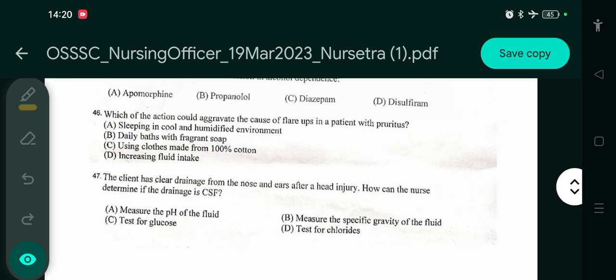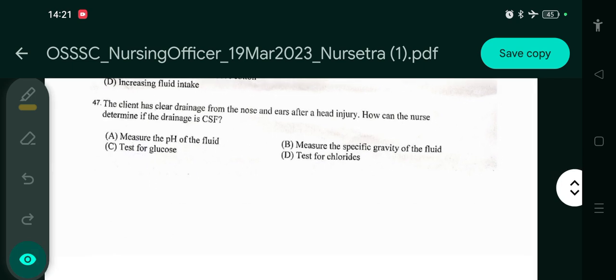No, it does not aggravate the condition of pruritus. So option A is incorrect. Then, daily bath with fragrant soap. Yes, daily bath with fragrant soap, that chemical may irritate the skin and aggravate the condition of pruritus. Using clothes made from 100% cotton, yes, it is good for pruritus. And increased fluid intake also maintains skin hydration. So here option B is correct, daily bath with fragrant soap. Other options are incorrect. For this question option B is correct.